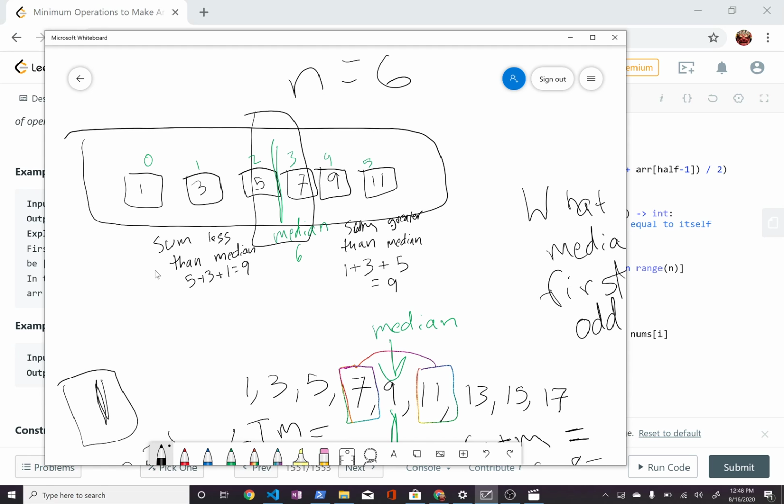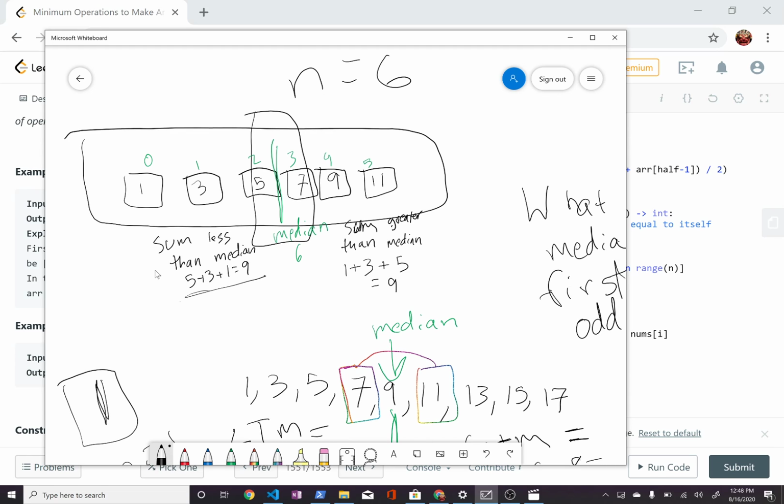So 1 is 5 less than the median, 6. 3 is 3 less than the median. 5 is 1 less than the median. So I just have 5 plus 3 plus 1 is 9. And I did the opposite thing, the difference between the values on the right-hand side and the median, to get 1 plus 3 plus 5, which is kind of the exact opposite. 5 plus 3 plus 1, 1 plus 3 plus 5. So yeah, it seems to line up.